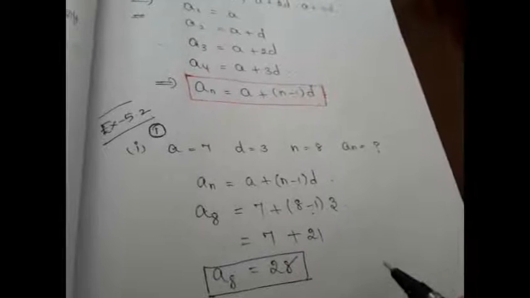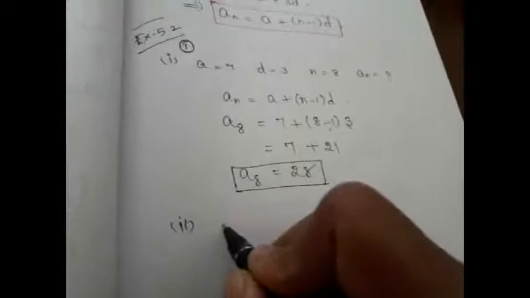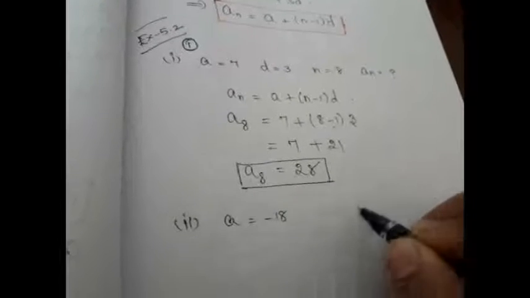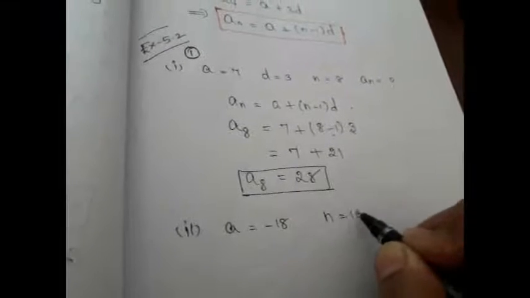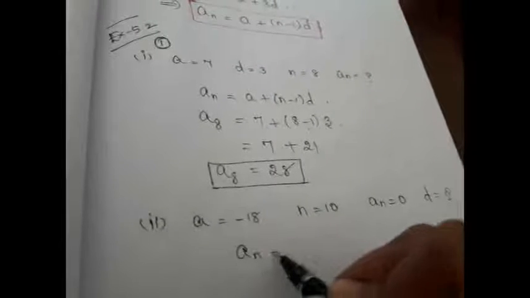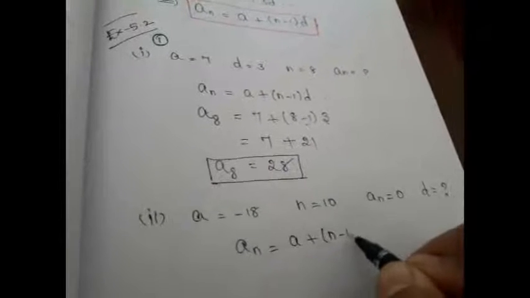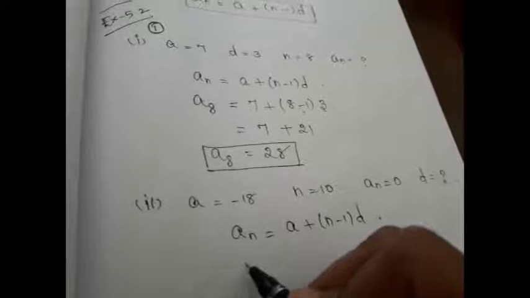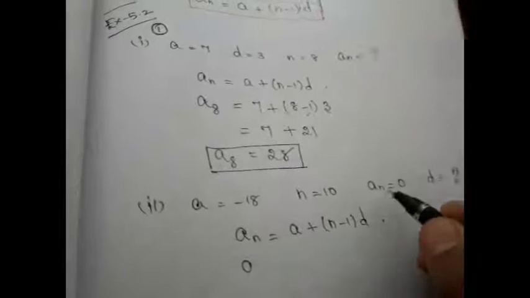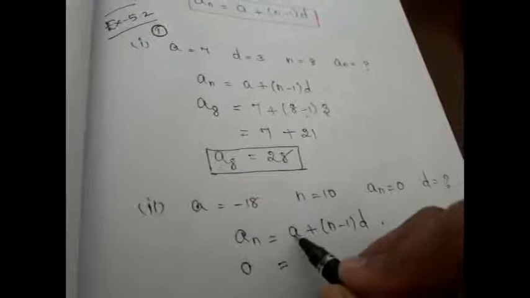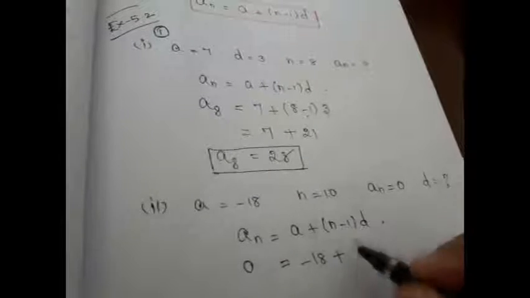Likewise they have given you a table and they asked you to find the missing values. In the second subdivision, A is minus 18, n is 10, AN is 0 and they asked you to find D. Now how can we find it? The same way, substitute in the formula. AN is A plus n minus 1 times D. Now AN is 0, which is given in the question, which is equal to A is minus 18 plus n minus 1, 10 minus 1, times D, we don't know.